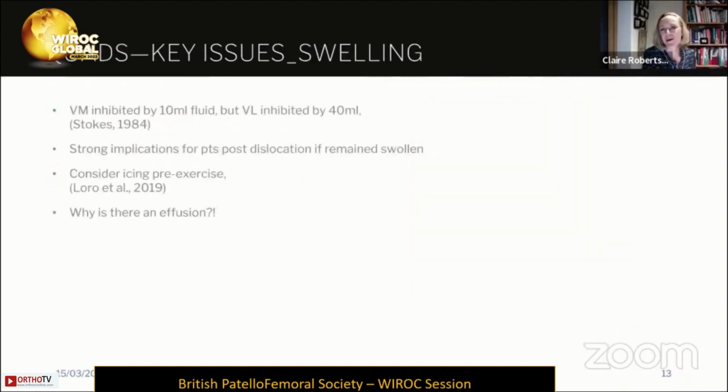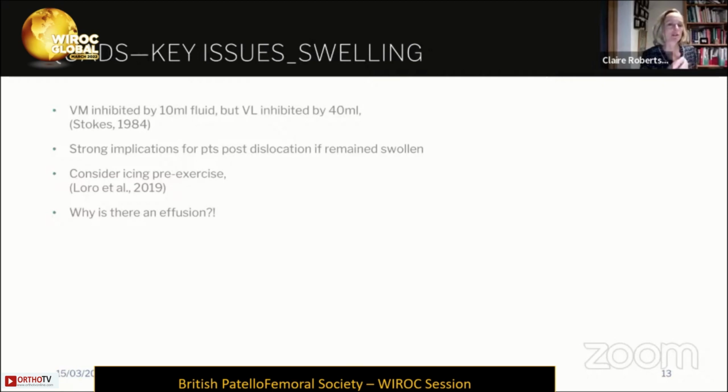So coming up now to the quads, we've heard already the importance of the VMO. So let's think about what are the key issues around quads. Right back in 1984, Maria Stokes showed us very elegantly that only 10 mils of fluid inhibits the VMO, but the VL, it takes 40 mils.